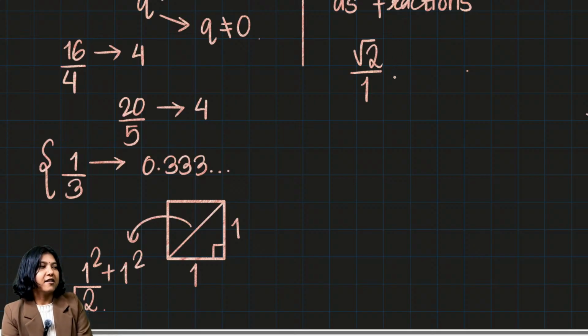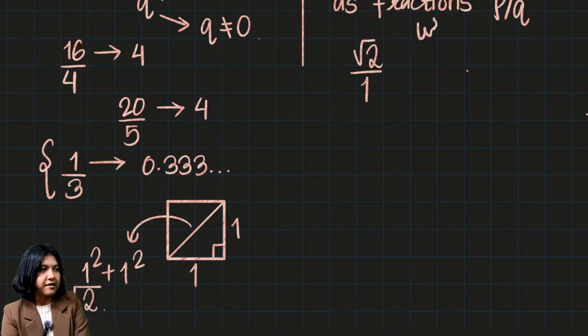All right. So cannot be expressed as a fraction p by q, where p and q are integers. That is the main definition of irrational numbers.